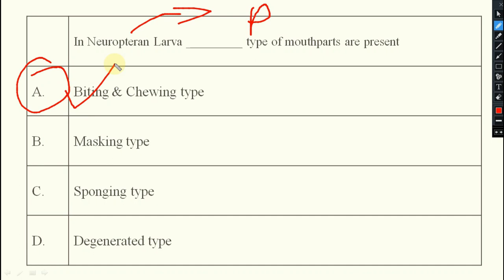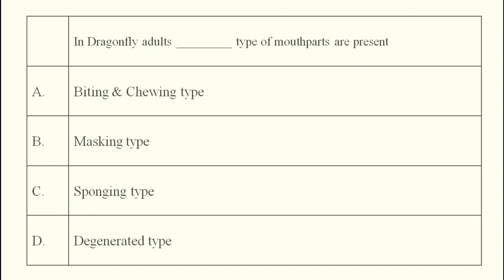So this is all about the mouth parts present in different types of insects. Most of the things we have completed.